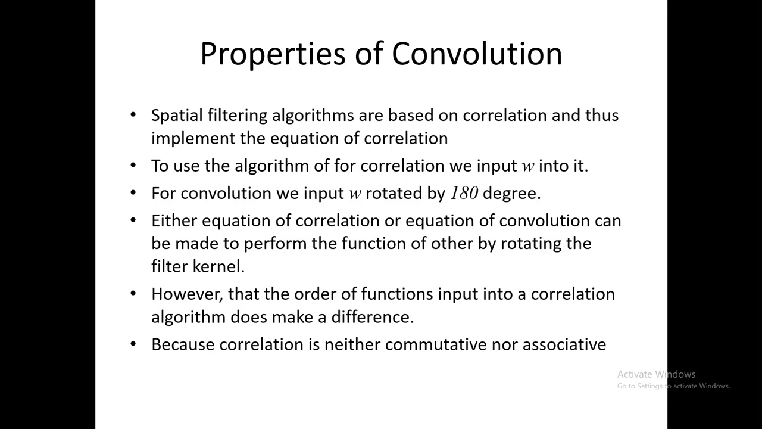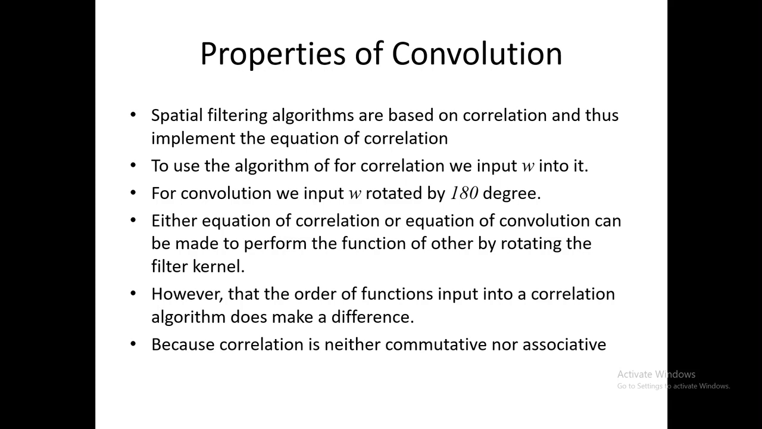So the spatial filtering algorithms are based on correlation, and thus implement the equation of correlation. To use the algorithm for correlation, we input w into it, and for convolution we input w rotated by 180 degrees. Either the equation of correlation or the equation of convolution can be made to perform the function of the other by rotating the filter kernel. What we have to do is just rotate the filter kernel.